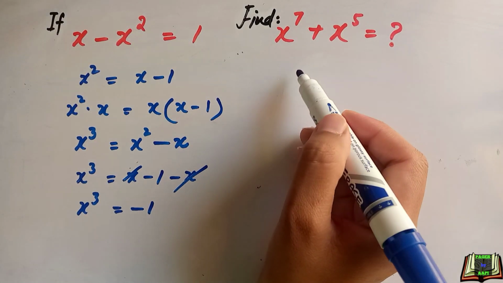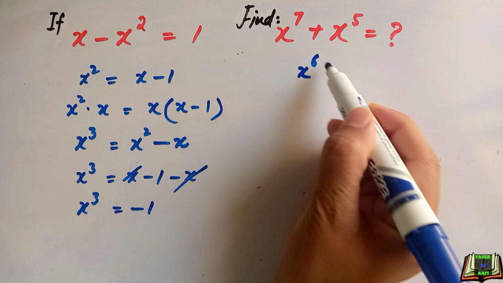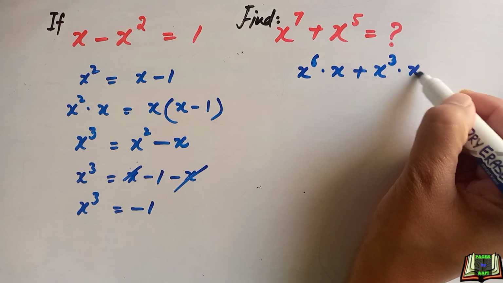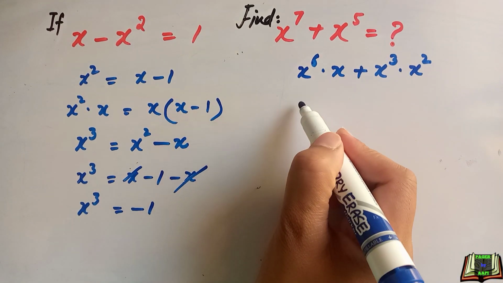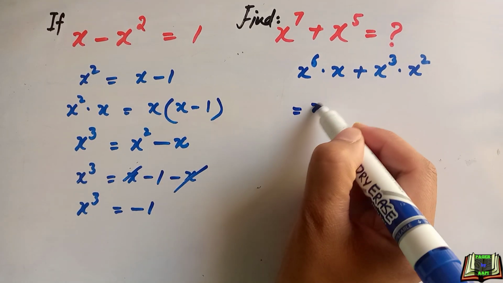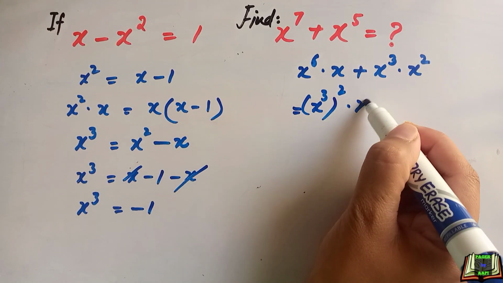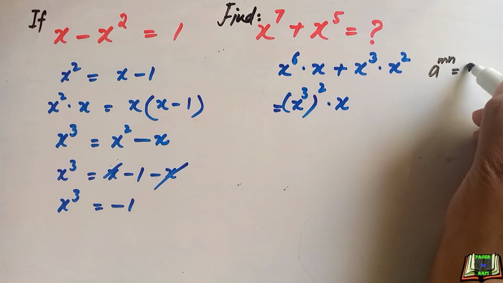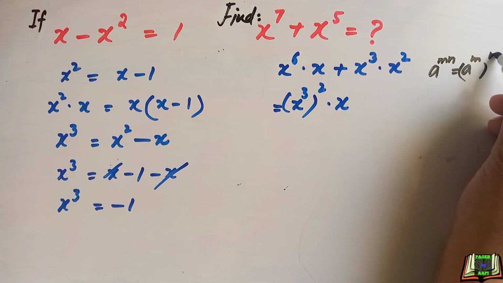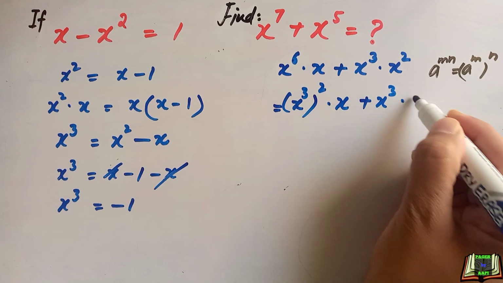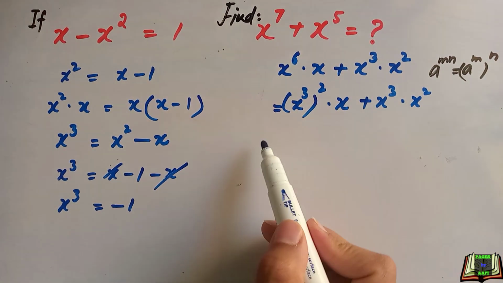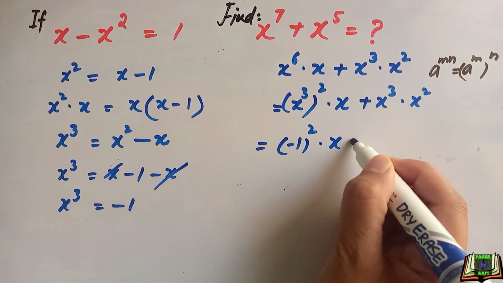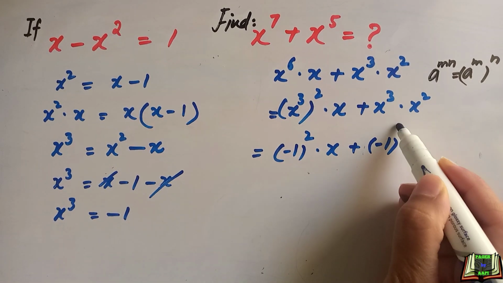Now we are going to evaluate this. x raised to power 7 is equal to x raised to power 6 times x, and x raised to power 5 is x cubed times x squared. Now x raised to power 6 is equal to x cubed squared times x, because we use a power law here, that is a raised to power mn is equal to a raised to power m whole raised to power n, plus x cubed times x squared. Now we are going to put the value of x cubed, which is equal to minus 1, whole squared times x plus minus 1 cubed times x squared.